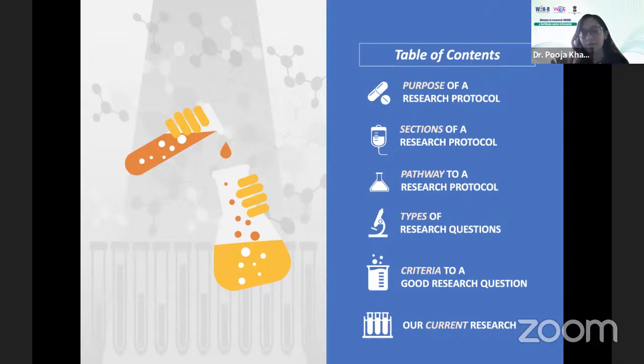Today my topic is going to be divided into the purpose of a research question and a protocol, sections, pathway, types of research question, criteria for a good research question, and a little bit about how we go about it at our institute in our practice as well.